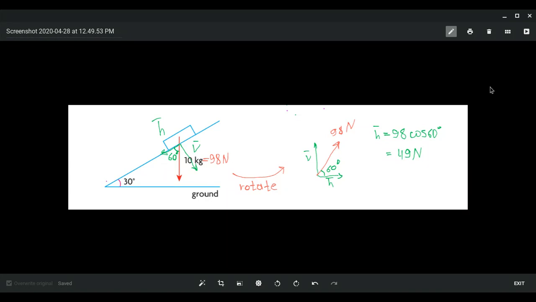In this question, a 10-kilogram block lies on a smooth ramp that is inclined at 30 degrees. What force parallel to the ramp would prevent the block from moving? So we're going to use the method of force resolution.